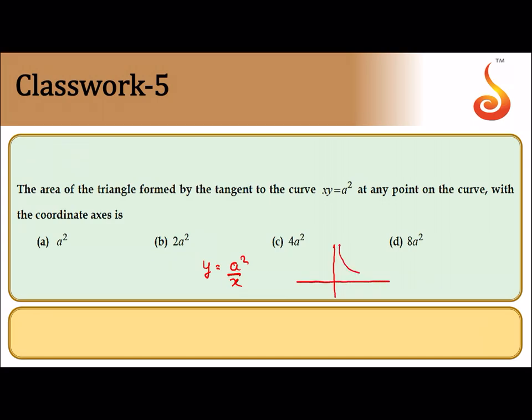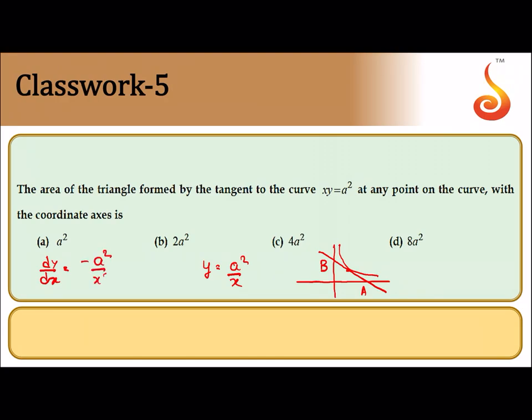Option B is correct. Example 5. Area of a triangle formed by the tangent to xy equal to a square at any point on the curve with the coordinate axis. I'll draw the graph for you. Y equal to a square by x. So the graph looks like this. When x increases, y decreases. The graph is like this.